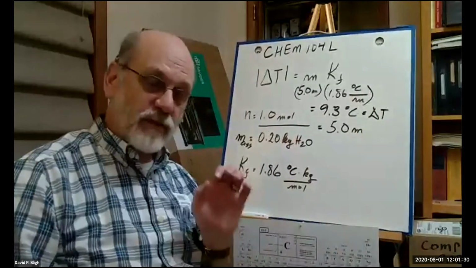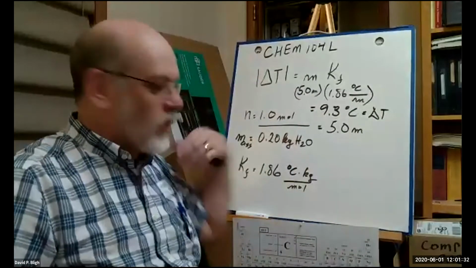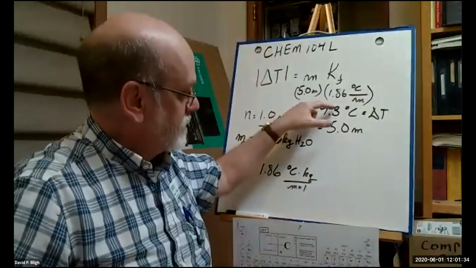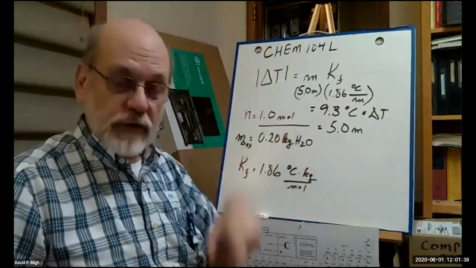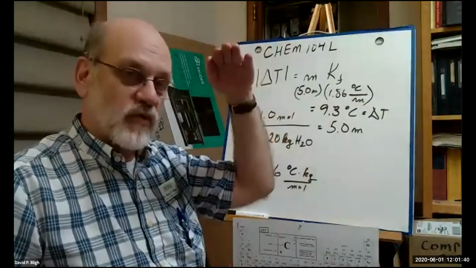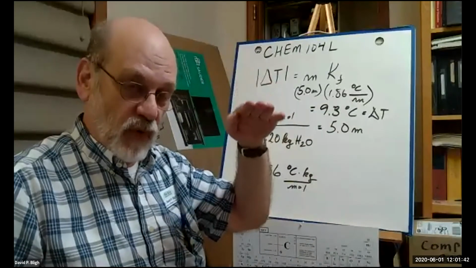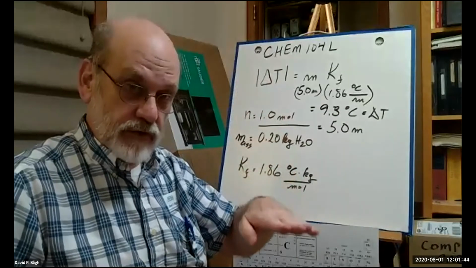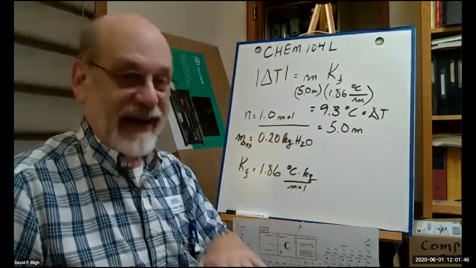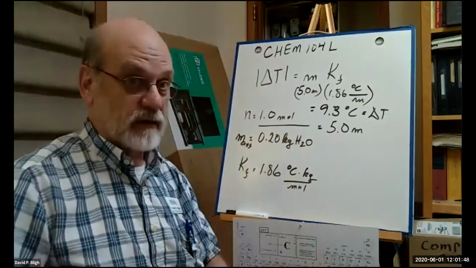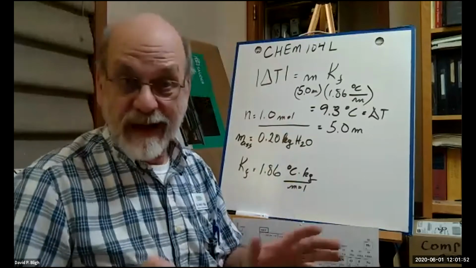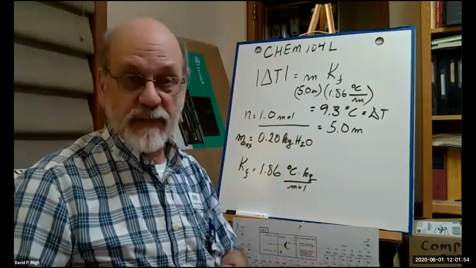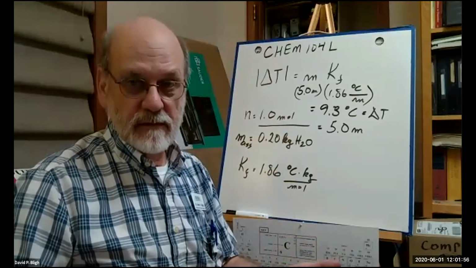Now, if this is freezing point depression, which way did the temperature change? From the pure substance to the solution, the temperature went down by 9.3 degrees. That's a lot. But it's not something that doesn't happen.